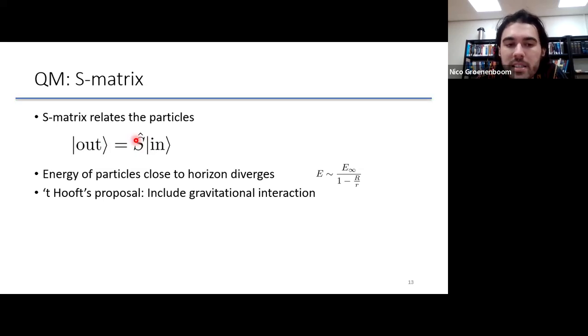So 't Hooft's observation as to how to derive this S matrix was that the energy of particles, as they get closer and closer to the horizon, will diverge because the energy on the Schwarzschild background goes as the asymptotic energy divided by this Schwarzschild scaling factor. So close to the horizon, this diverges. And so his proposal was, well, if the energy diverges, the gravitational field will be extremely strong in some sense. So we have to include gravitational interaction because this will give the fundamental leading contribution.